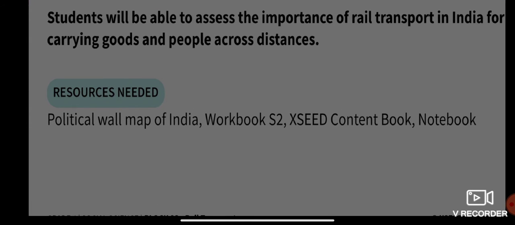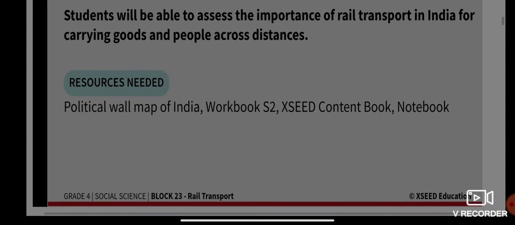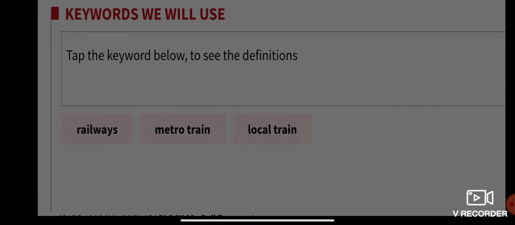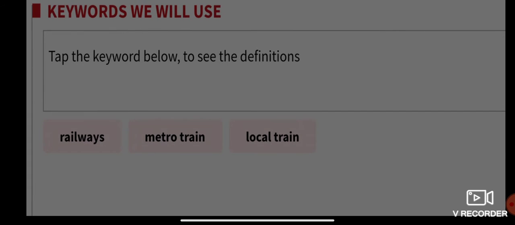Resources needed are the political wall map of India, worksheet S2, and your notebook. The keyword for today is railways. As you all know, there are railways, metro trains and local trains. These are the different types of trains, okay?